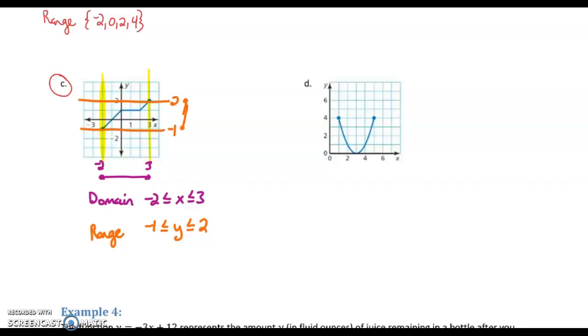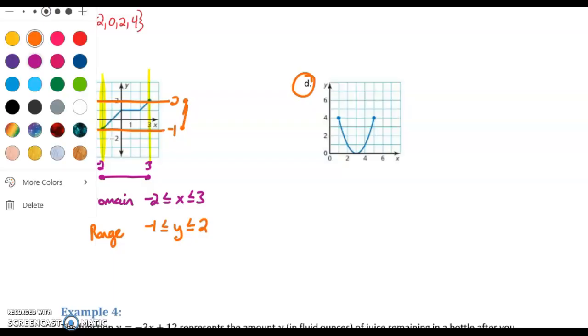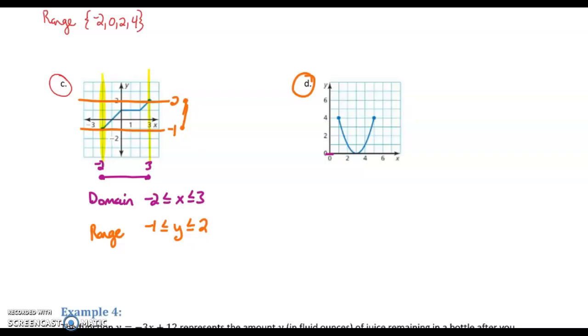Okay, go ahead and find the domain and the range for example 3d. All right, so the domain, if we look at it, is from left to right. So the farthest left point this graph reaches is right here. That's at 1. And then the farthest right point the graph reaches is right here. That's at 5. It does touch both. So our domain is, oops, I'm sorry, I messed that up. Our domain is 1 is less than or equal to x is less than or equal to 5.